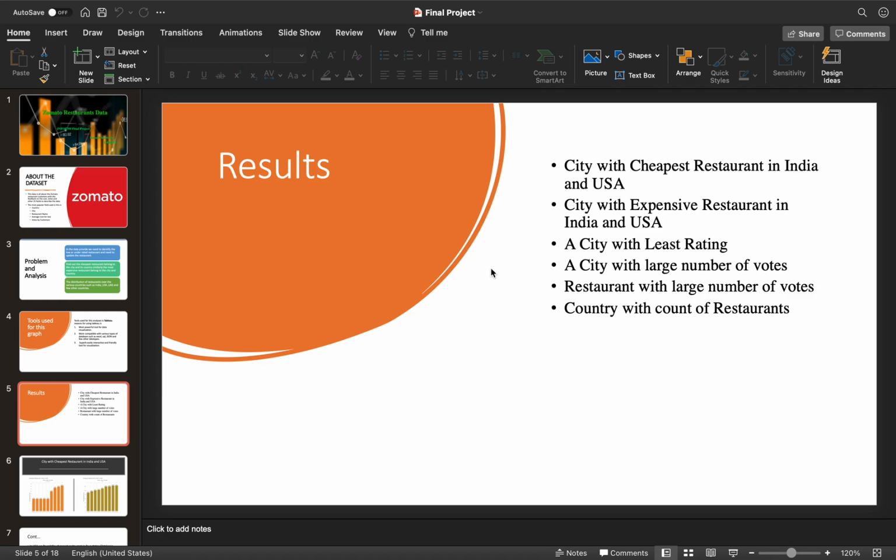The results: I have taken six observations. The first is the city with the cheapest restaurants in India and USA. The second is the city or state with the most expensive restaurants in India and USA. Then the city with the least rating, the city with a large number of votes, the restaurant with a large number of votes, and the country with the count of restaurants.